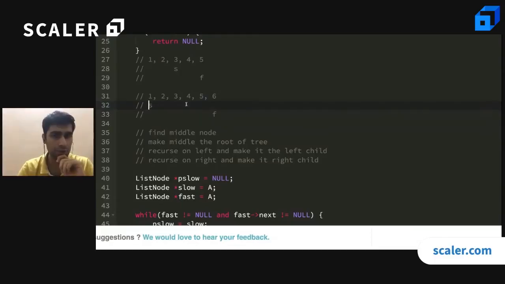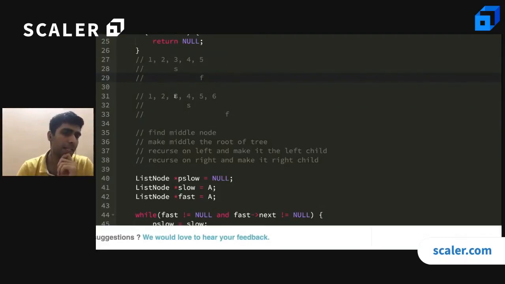Fast should have gone somewhere earlier. So my fast goes here and my slow is here. Then slow goes here and my fast goes here. Then slow goes here and my fast goes here. Okay. So my fast goes to null, right? Yeah. Okay. So there are two cases. If fast is null, that is case one. And case two is if fast is not null, right?